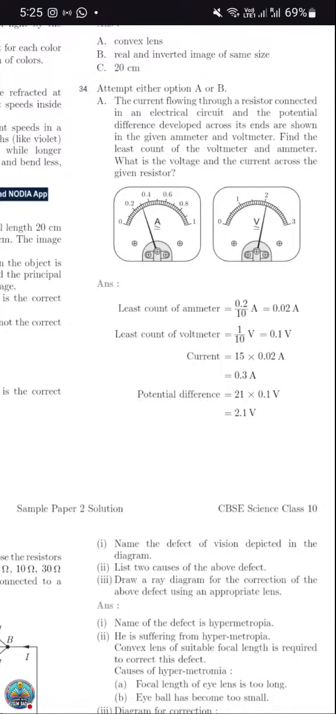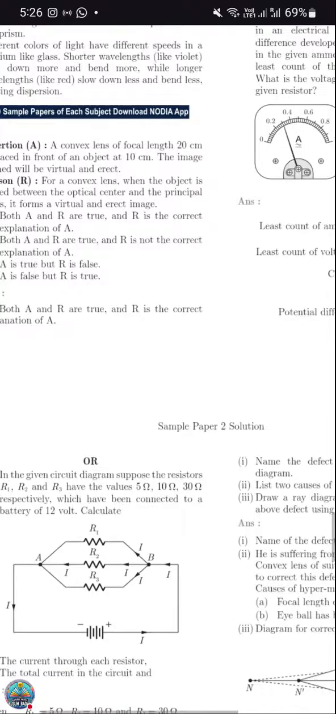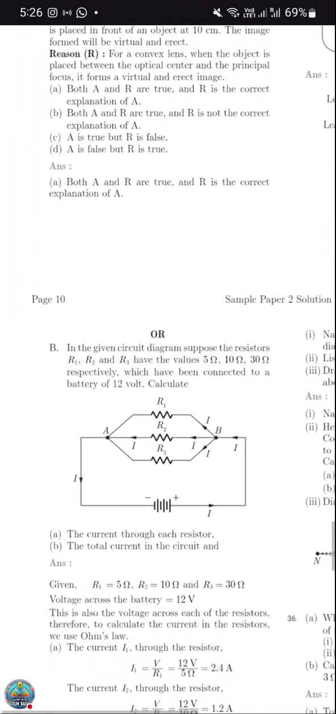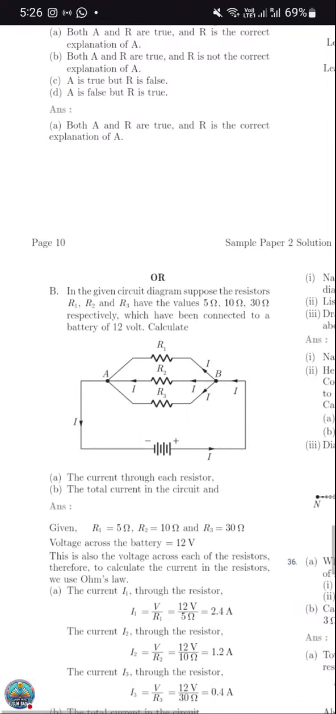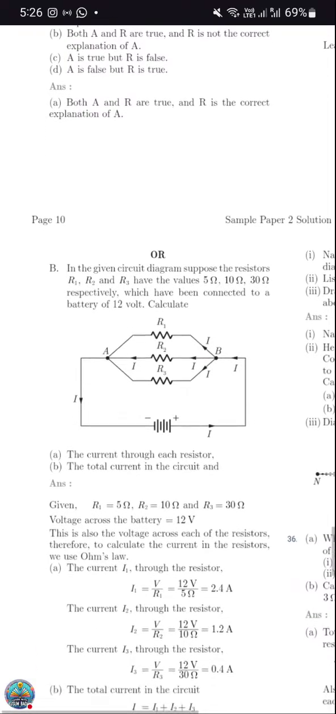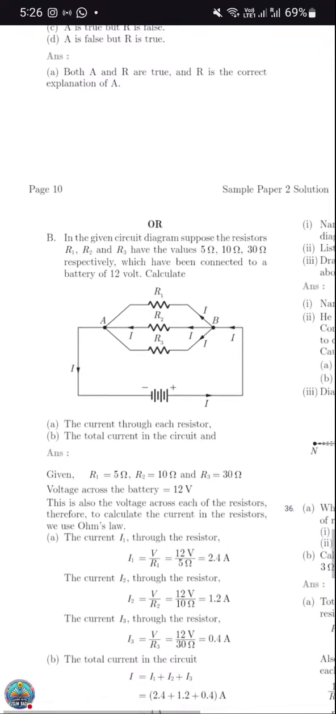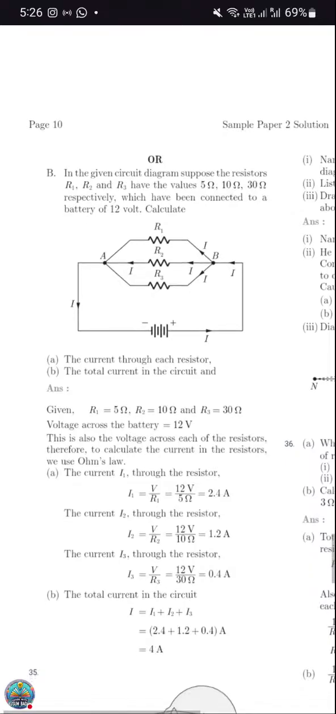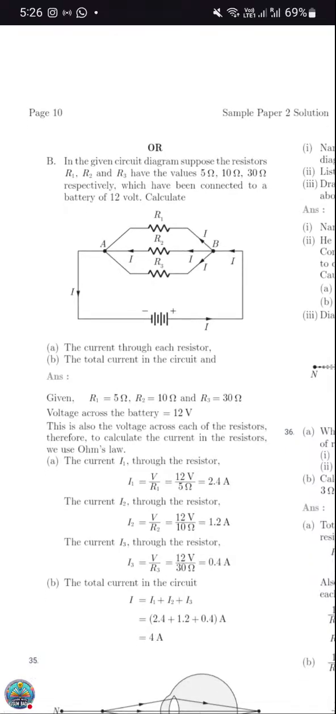क्वेश्चन नंबर 34. ठीक है, कहीं पे लिख के रखना, मैं लिख लेती हूँ नोटबुक में 34 so that we can solve it. Okay, next choice. In the given circuit diagram, suppose the resistors R1, R2 and R3, 3 resistors are there, 5 ohm, 10 ohm and 30 ohm respectively, which have been connected to battery of 12 volt. Calculate. So all they are in parallel.